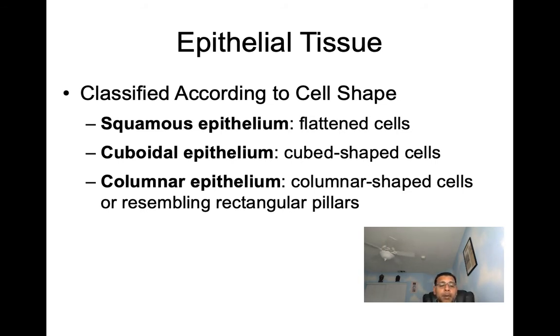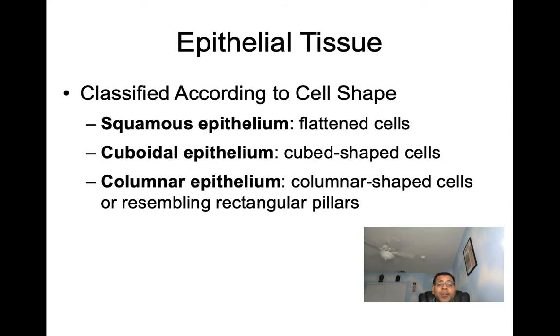Columnar epithelium resembles rectangular pillars, or columns. Their nuclei are at the bottom of the cell, and these cells are found lining the digestive tract. We also have ciliated columnar, which has cilia associated with it. Ciliated columnar is found lining the oviducts, the fallopian tubes.